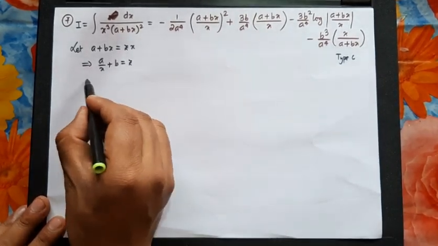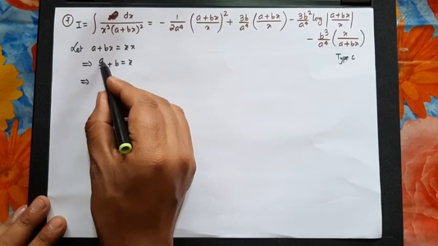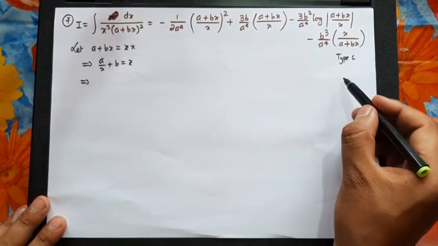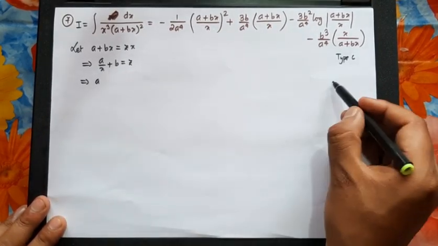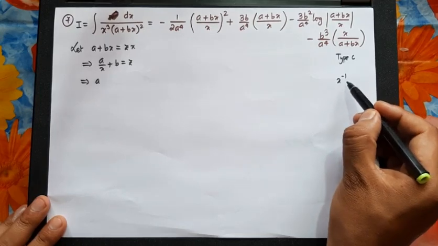Now let us differentiate this. So if you differentiate a by x, this a will come outside, right? A will come outside, and we have the differentiation of 1 by x, that is x to the power minus 1.